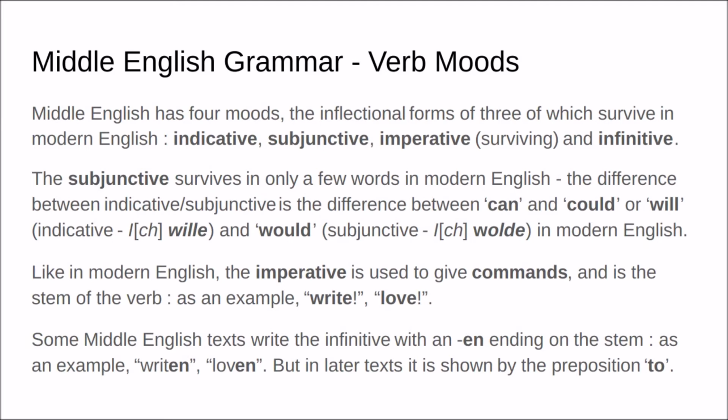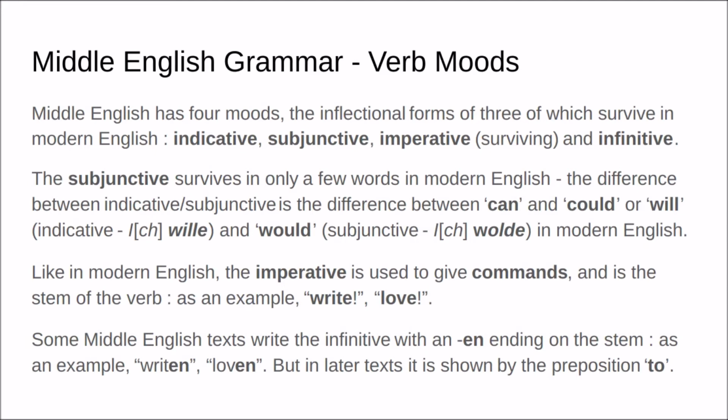Middle English has 4 moods, the inflectional forms of 3 of which survive in modern English. These are the indicative, subjunctive, imperative, and the infinitive, the first 3 of which survive. You don't need to know what all of these terms are, we're going to briefly explain in simplest terms what they are. So, the subjunctive survives in only a few words in modern English. The difference between the indicative and subjunctive is the same as the difference between the word can and could, or will and would in modern English.